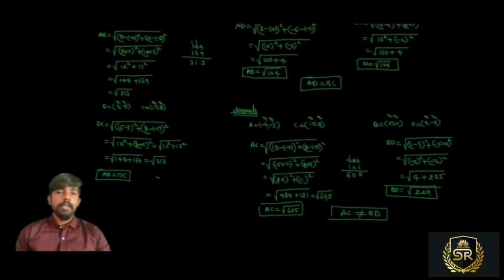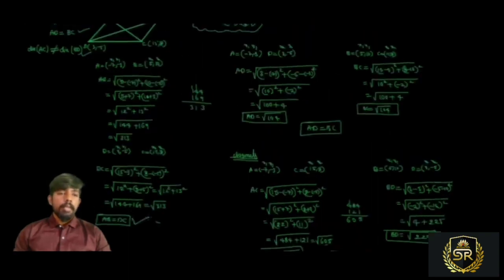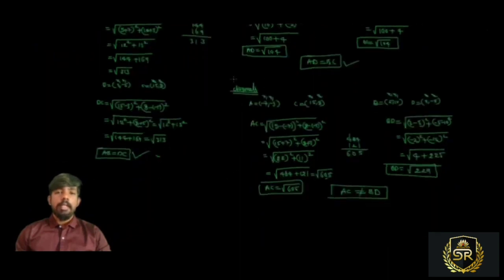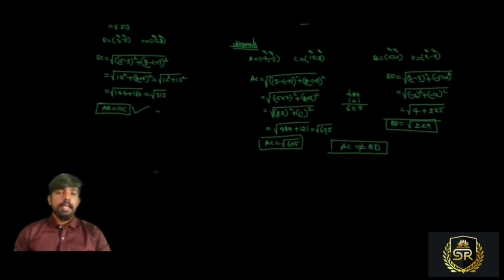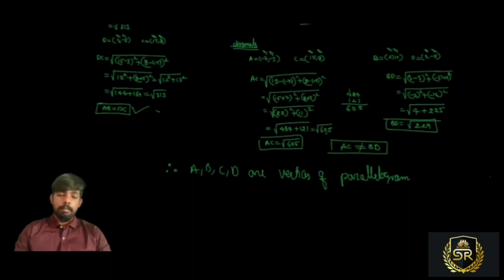Okay. So we proved AB is equal to DC and AD is equal to BC, and the diagonals are not equal. Therefore we can say that A, B, C, D are vertices of a parallelogram. Okay, that's all.